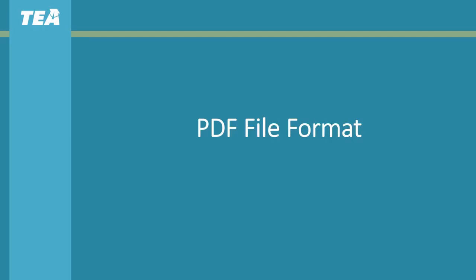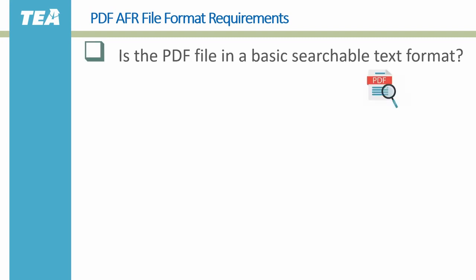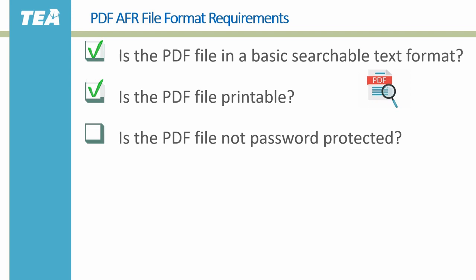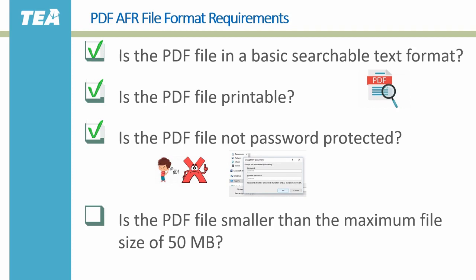The annual financial reports are uploaded in PDF format in the TIL system. There are some requirements for the PDF file format. The PDF file should be in a basic searchable text format. This would help the financial report users to navigate information easier. Besides, the PDF file should be printable. The PDF file should not be password protected. The PDF file should be smaller than 50 MB.